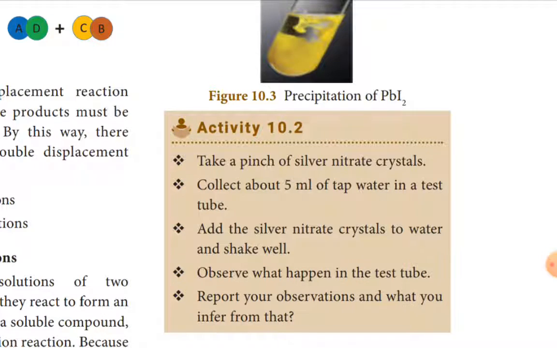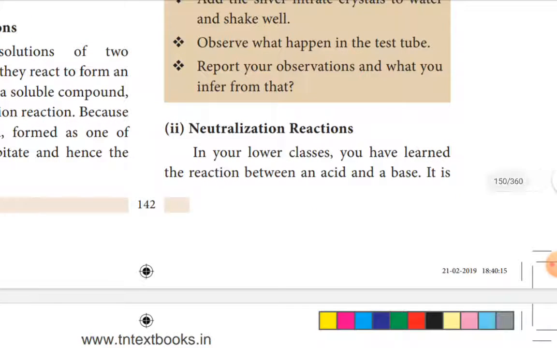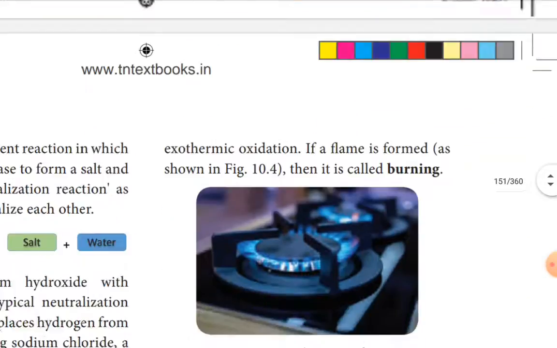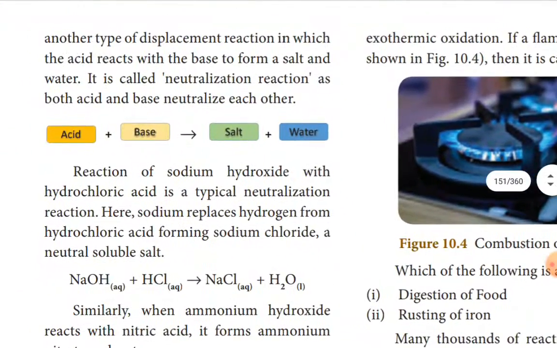Then next one, see, neutralization reaction. This you have already learned in the 9th standard, 8th standard. That is the reaction taking place between an acid and a base. It is another type of displacement reaction in which an acid reacts with a base to form salt and water. Normally when an acid reacts with a base, salt and water are the common products. It is called a neutralization reaction because acid and base both neutralize each other.